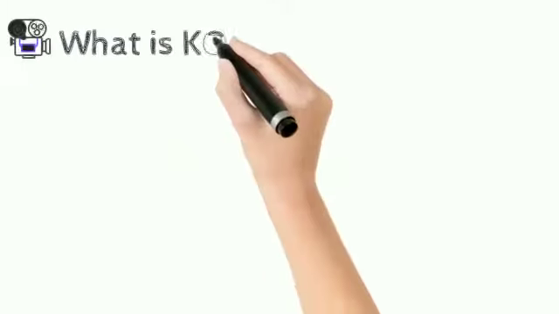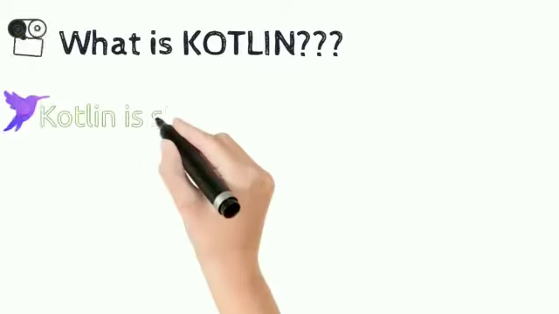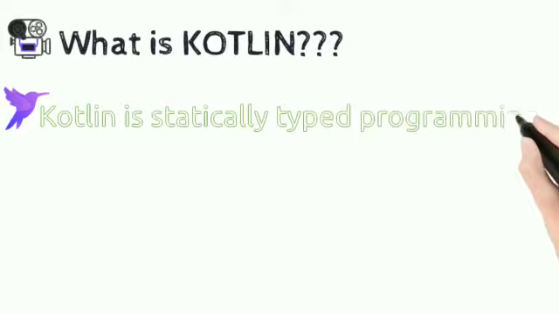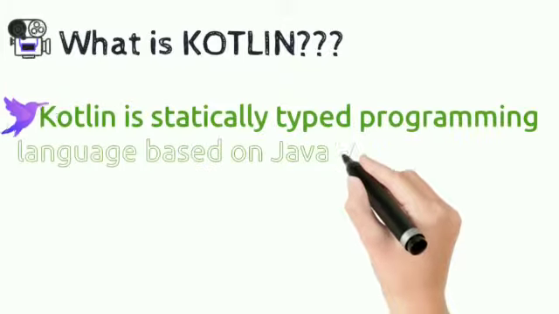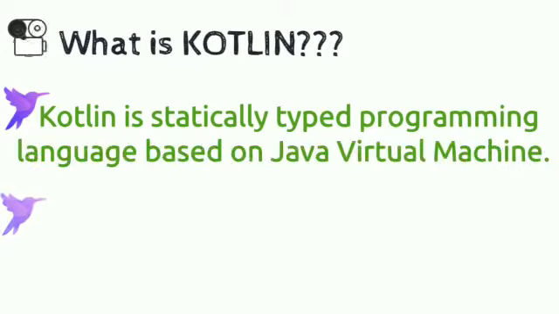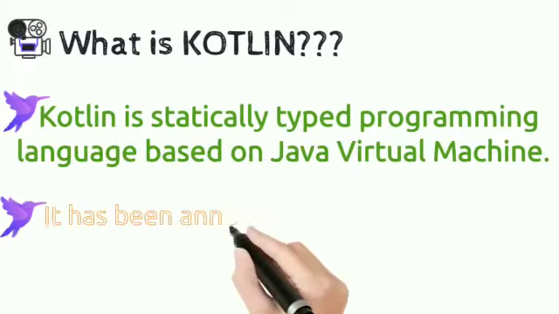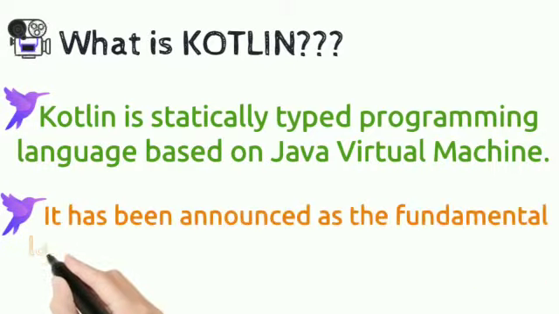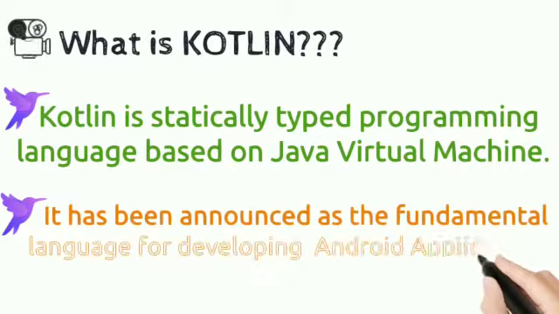Now, what is Kotlin? Kotlin is a statically typed programming language based on the Java Virtual Machine. It has been announced as the fundamental language for developing Android applications.